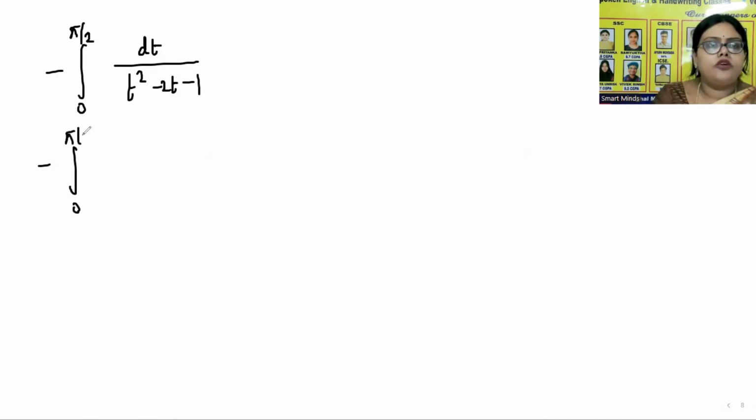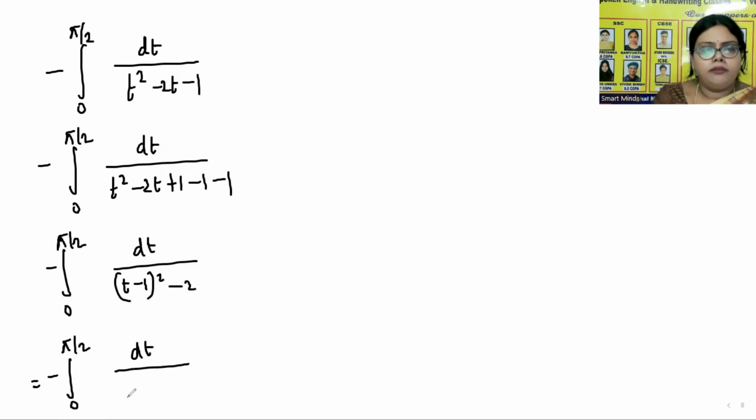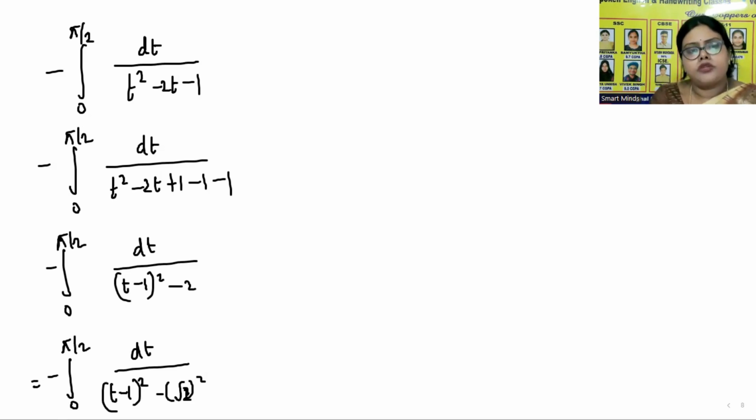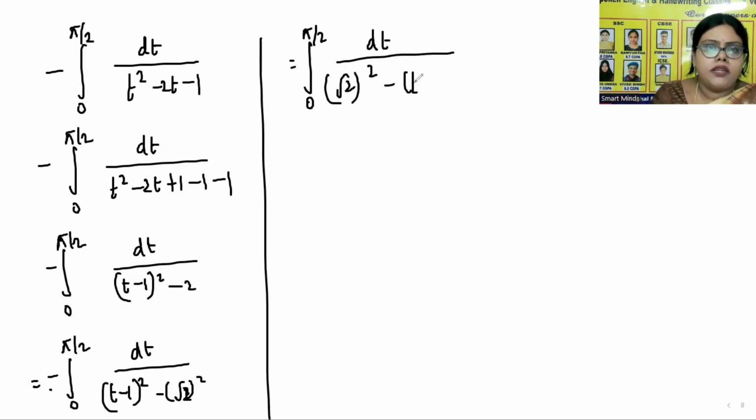Now minus integral 0 to pi by 2. Here we are adding and subtracting 1. So t square minus 2t plus 1 minus 1, and minus 1 is already there. So 0 to pi by 2 dt by t minus 1 whole square minus 2. That is minus integral 0 to pi by 2 dt by t minus 1 whole square minus root 2 whole square. So now we will take this minus inside. So we will get integral 0 to pi by 2 dt by root 2 whole square minus t minus 1 whole square.